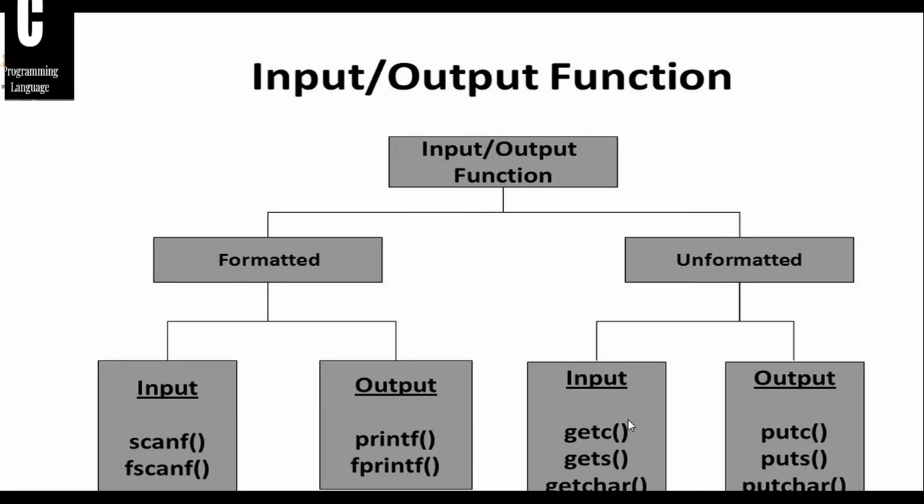Unformatted IO functions deal with a single character, or a string of characters, but they do not allow any type of formatting for your data. And here are the different functions: scanf, printf, and the unformatted functions also.